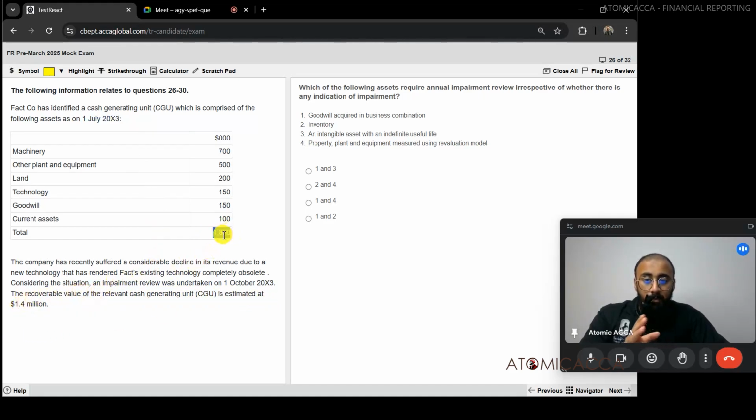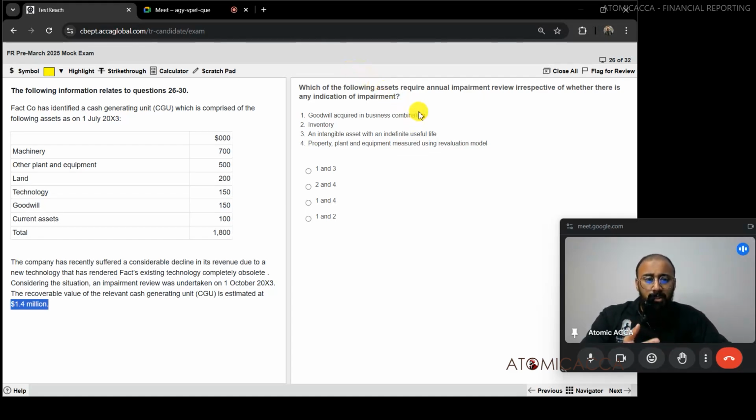So carrying value is 1.8 million, and 1.4 million is the recoverable amount. So total impairment will be 400,000, that is the gap between these. Now question number 1: which of the following assets require annual impairment review irrespective of whether there is an indication of impairment or not? Number 1, goodwill acquired in a business combination.